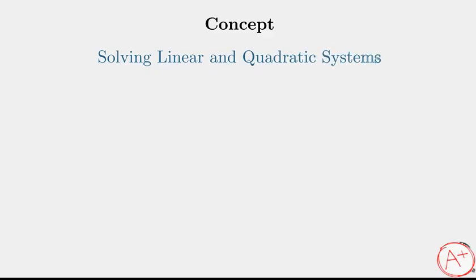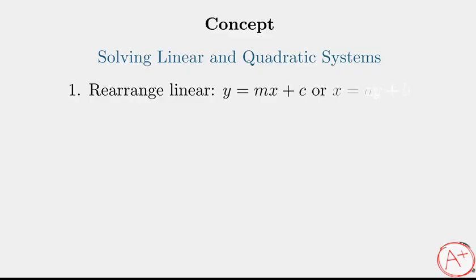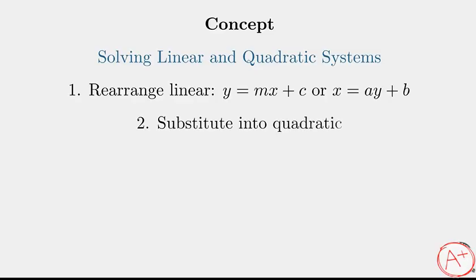To solve a system where one equation is linear and the other is quadratic, we use the substitution method. Our goal is to reduce a system of two variables into a single equation with one variable. First, rearrange the linear equation to express one variable in terms of the other. It is usually best to pick the variable that is easiest to isolate to avoid complex fractions. Second, substitute this expression into the quadratic equation. This creates a single quadratic equation in one variable.